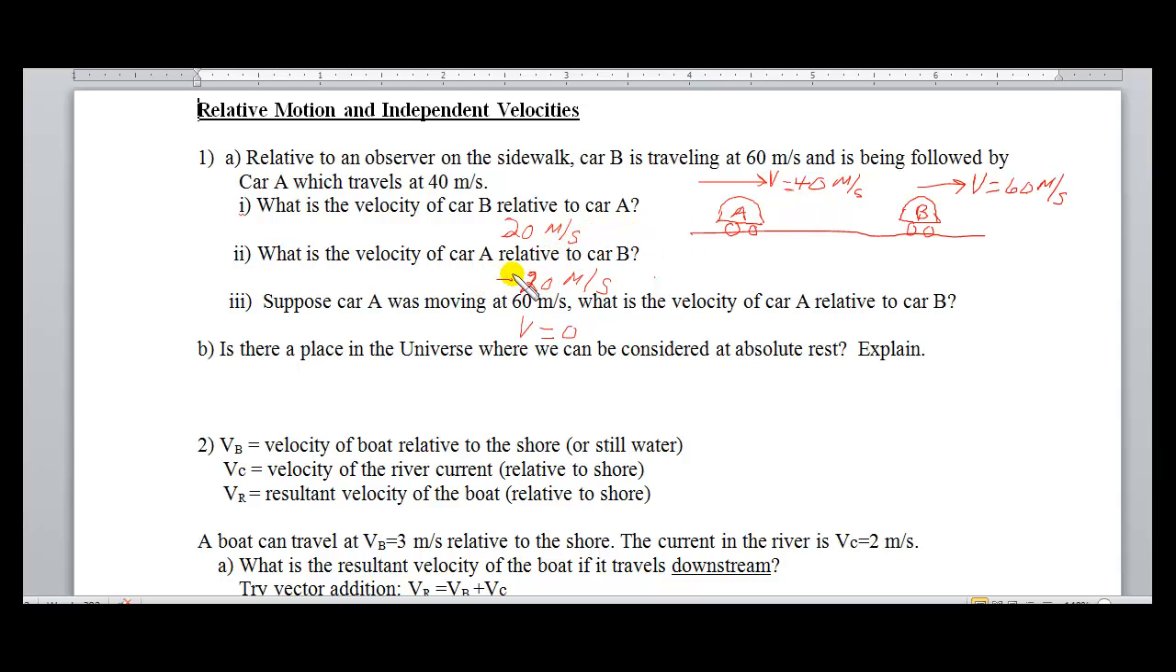What is the velocity of car A relative to car B? Well, looking back, individuals in car B would say, well, it's moving in the opposite direction at a velocity of negative 20 meters per second.